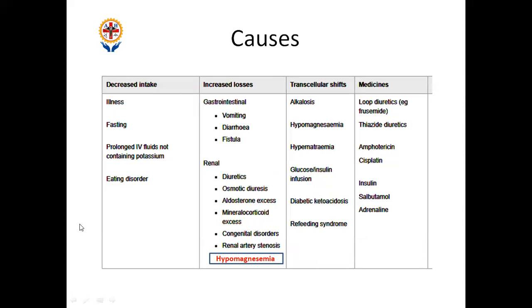So the common causes, again: decreased intake and increased losses. Increased losses could be GI losses and renal losses because of diuretics. And transfer shifts will be due to alkalosis, glucose insulin infusions, diabetic ketoacidosis, and many medicines can cause hypokalemia. So go read about others.